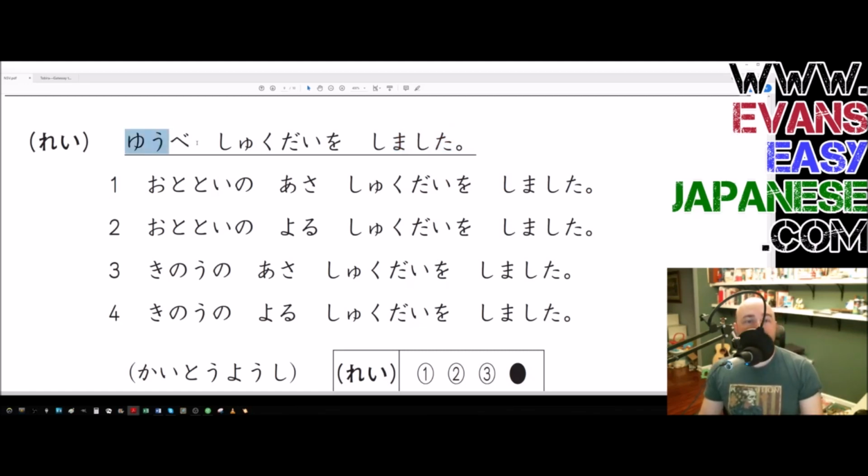Anyway, yube shukudai wo shimashita. So shimasu generally is translated as to play or to do. It could even be translated as to make in some strange situations, like to make a decision. It has a lot of meanings. It's kind of annoying. But also, depending on the noun in front of it, it can just make a noun a verb. It's a very odd word.